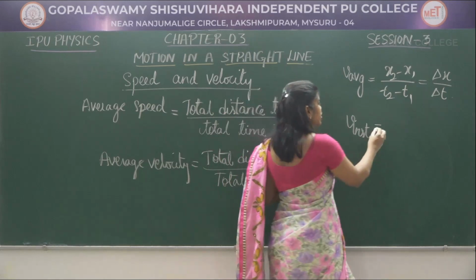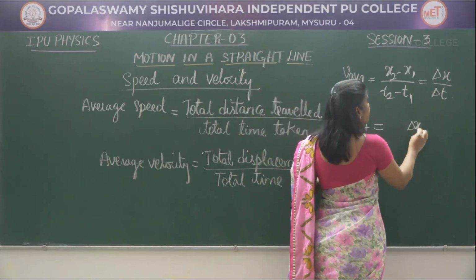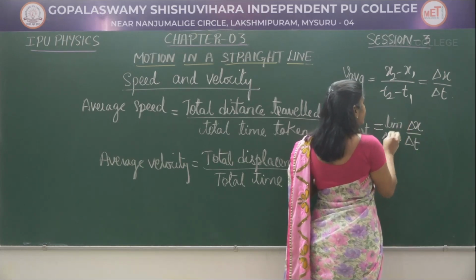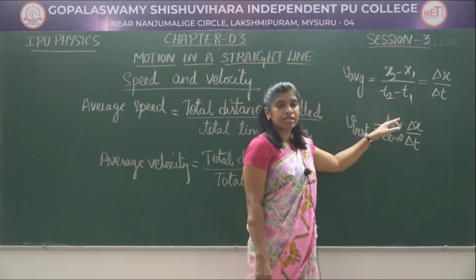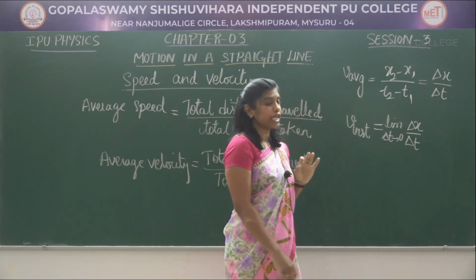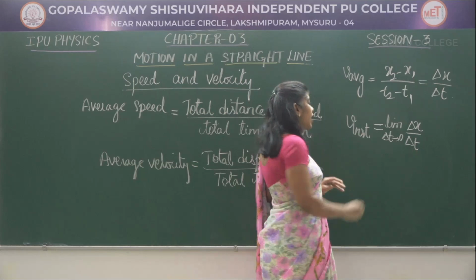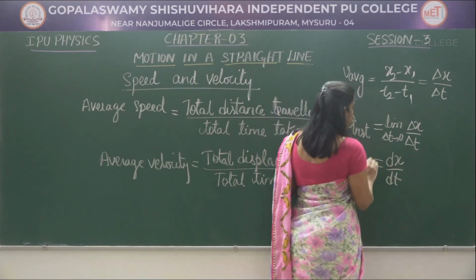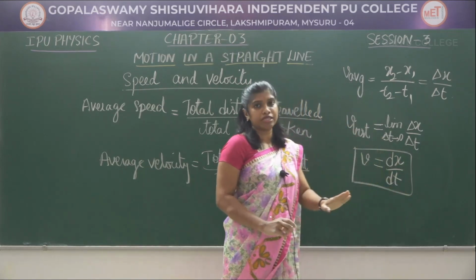So this instantaneous velocity is equal to delta x by delta t when the limit delta t tends to 0. You learn about these limits in detail in your mathematics, in the chapter limits and continuity. So this is about the instantaneous velocity, and this can also be written as dx by dt. So velocity is said to be the first derivative of displacement.